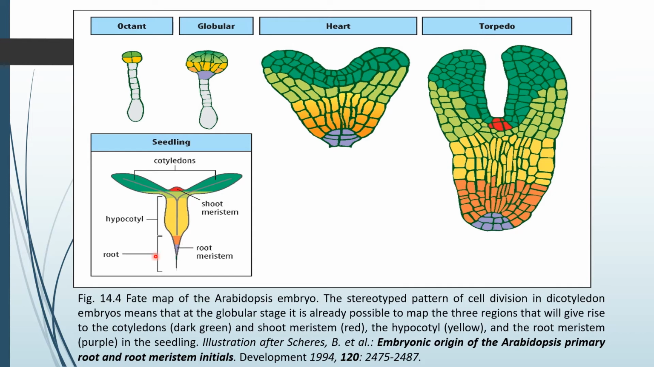And then, pertaining to the seedling, so yung mga green parts, more likely, they would give rise to the cotyledons. The red colored cells would give rise to the shoot meristem. The yellow ones would give rise to the hypocotyl. And then the orange ones and the purple ones would be part of the root meristem. Okay.